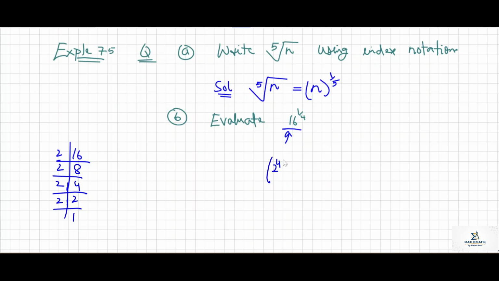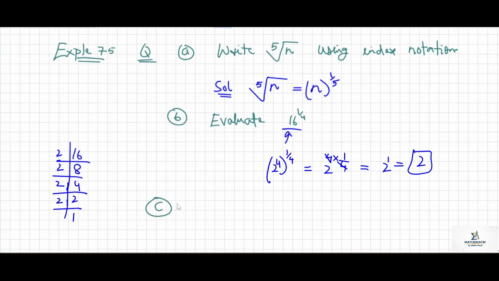So the whole index is 1 by 4. So from now the index is 4 into 1 by 4. So 4 will be cancelled. You will get 2 raised to 1, or just 2. You can also check from your calculator, so you can say that it's the right answer.